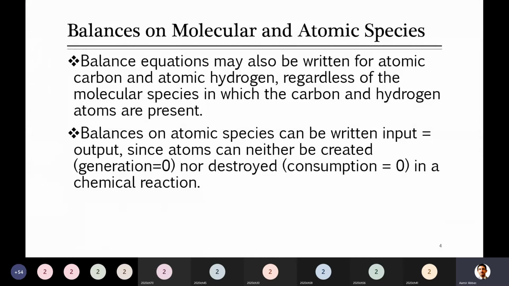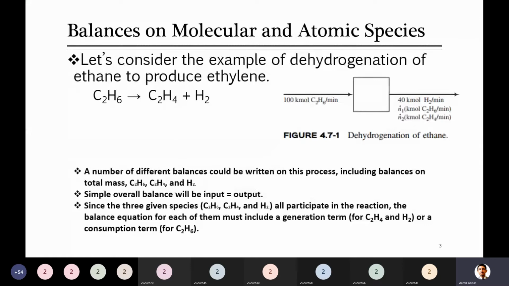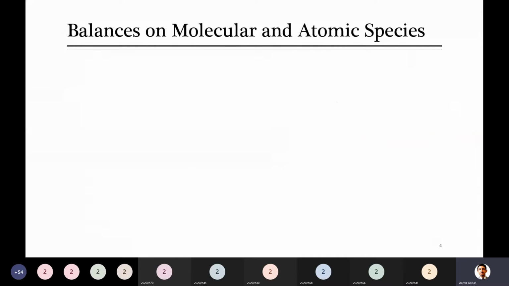So for example, here you want to write the balance on hydrogen, so you have to take care of this thing. If I write the balance of hydrogen, there will be two balances of hydrogen. One is based on the hydrogen molecule, H2. When I'm writing this balance, can I call it an atomic species balance or a molecular species balance?